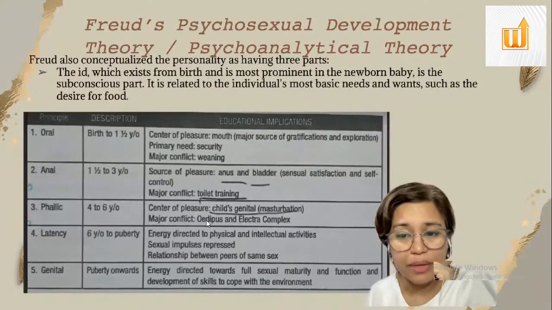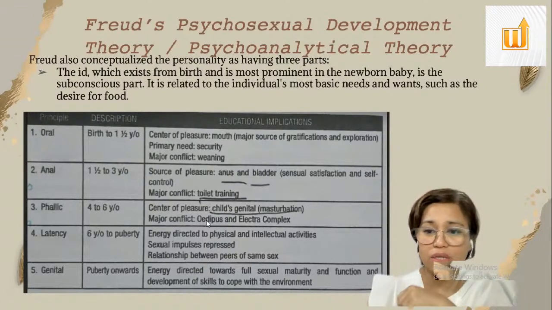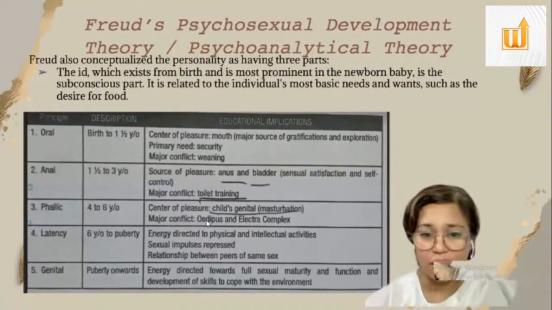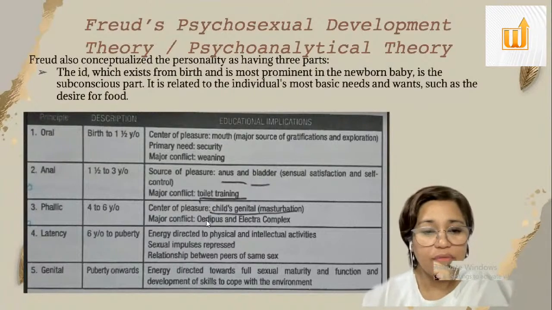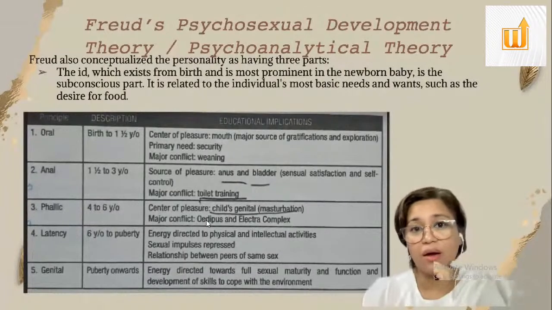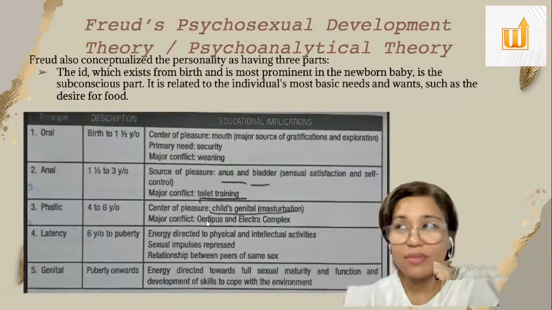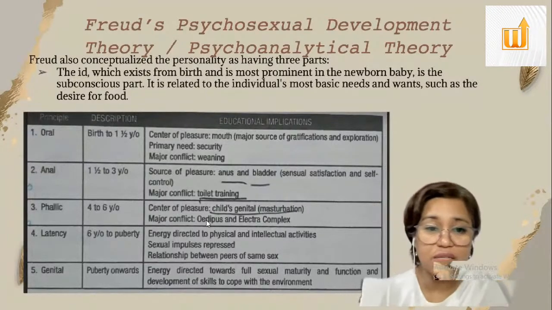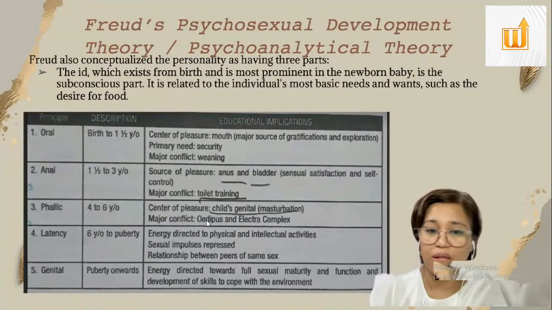So as parents, we also need to look at how we are able to train children to control their elimination of bodily waste. And then we have the 4 to 6 years old. We have the Oedipus and Electra complex, being aware of their genitals. And then we have the period of latency where the energy is directed to physical and intellectual activities as well.